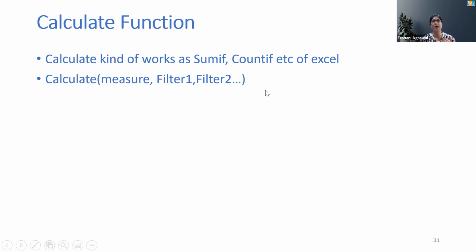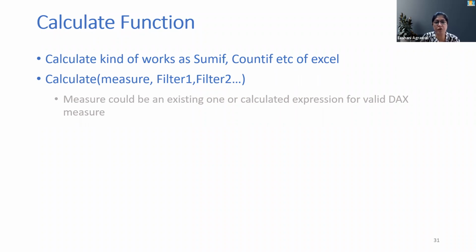I may say, okay, weekdays in a month of, let's say, May or something like that. So multiple filters might be there. And the measure could be an existing one or a calculated one. What does it mean? I created a measure called total sales. I could have used that. Or if I had kept my sales DAX column, I could have done sum of the sales DAX column, and that itself would convert into a measure, and then we can use it over here.